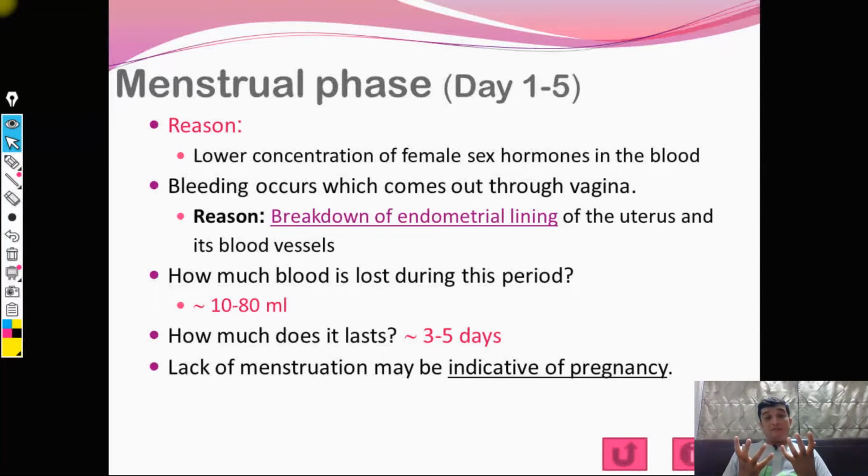And if, for example, this breakage is not observed, in such a case it is indicative that fertilization has happened. So, if menstruation is absent, it is a chance that pregnancy could have occurred.